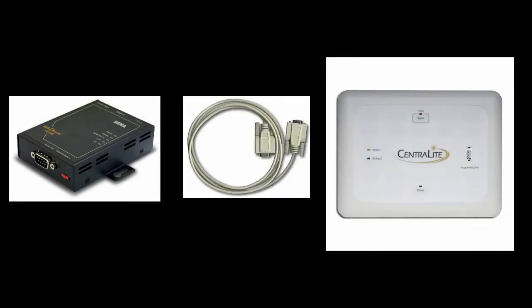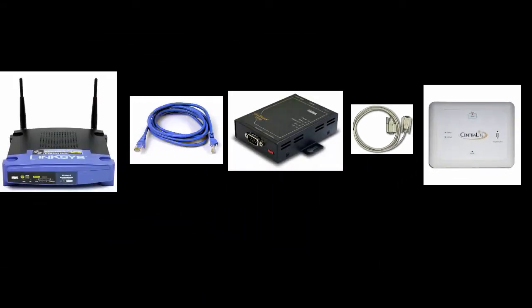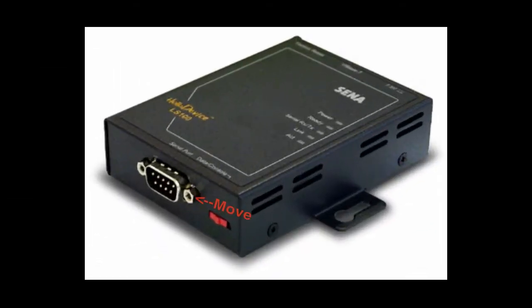Connect your LS100 to your third-party port found on your Centralite Elegance MCP via a serial cable, and connect an Ethernet cable from your router to your LS100 device. Lastly, do not forget to switch the slider back to the data mode. This is done by moving the slider toward the serial plug.